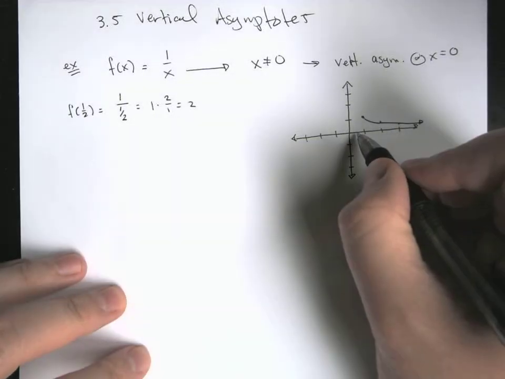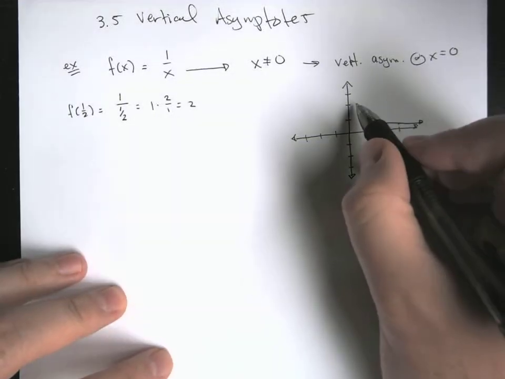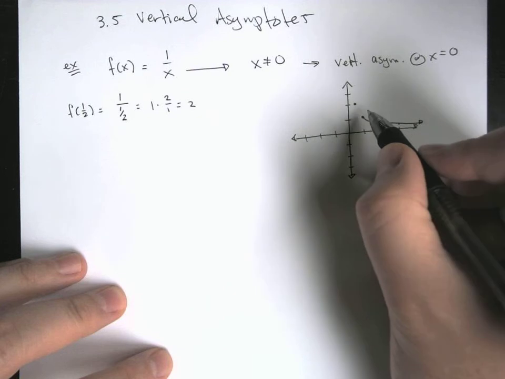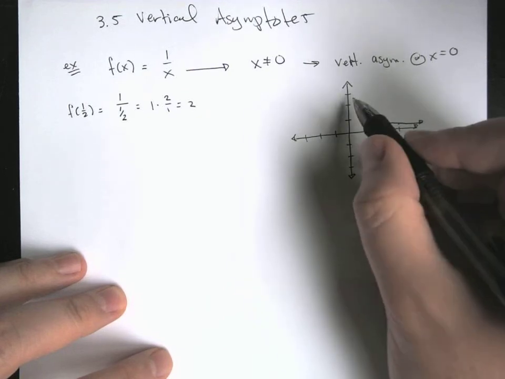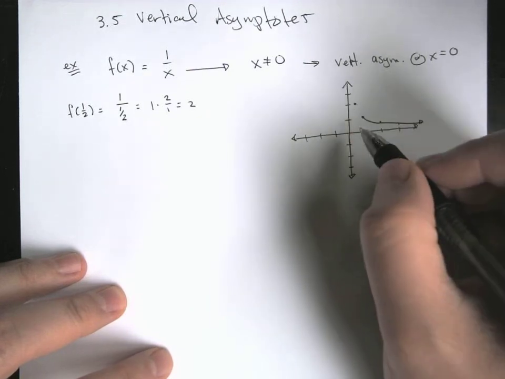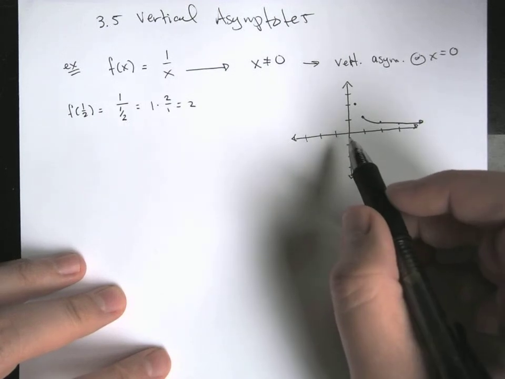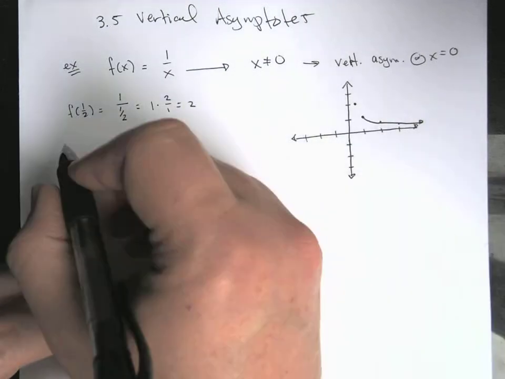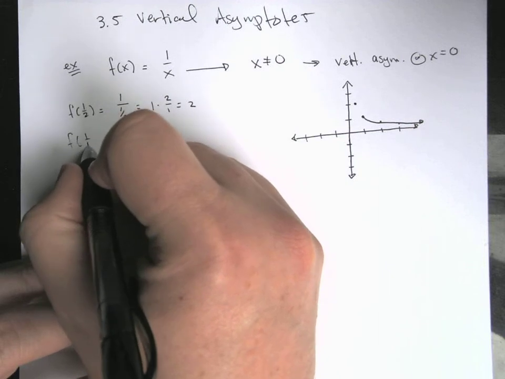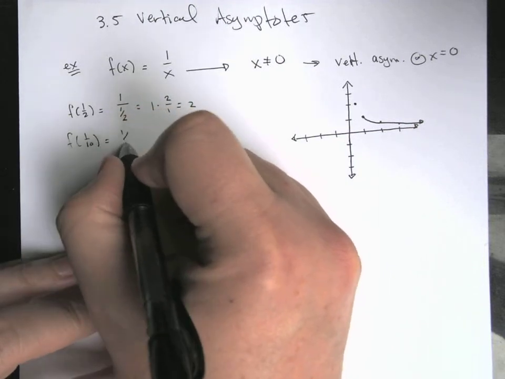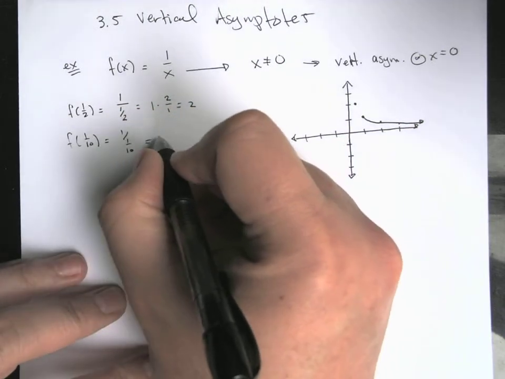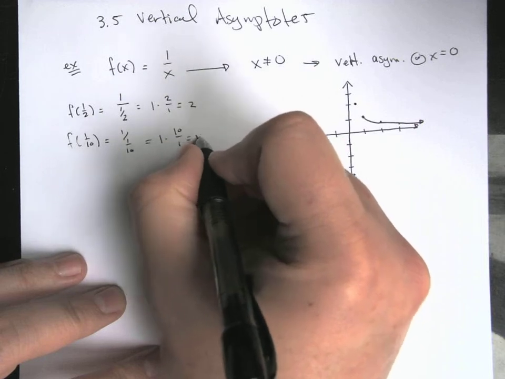So when x is 1/2, the value you get out of that is 2. If you had 1/3 or 1/4, you would get 3 or 4. 1/10 would be 10. 1/100th would be 100. So as you get closer and closer and closer, 1 over 1/10 would be 1 times 10 over 1, which would be 10.